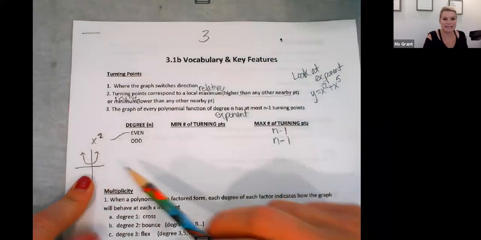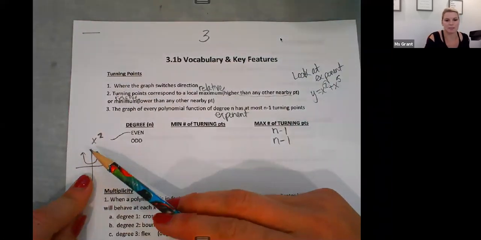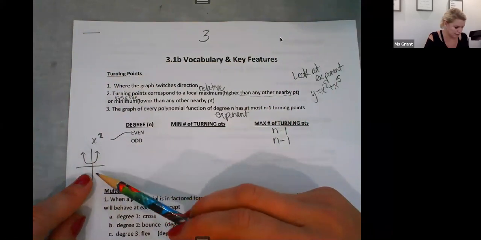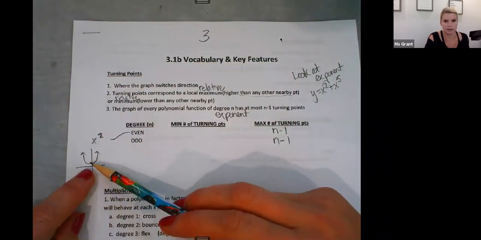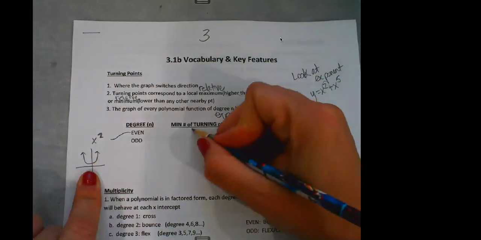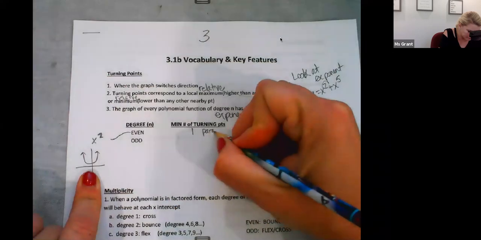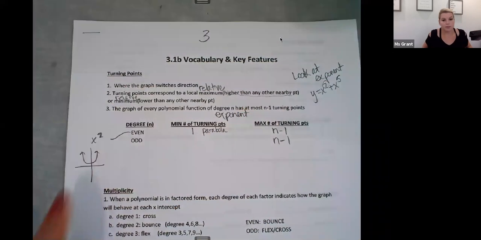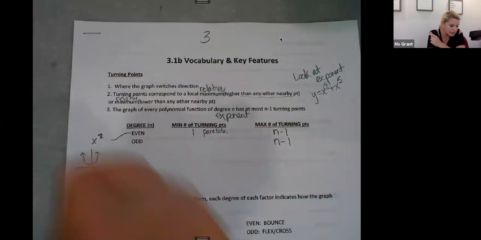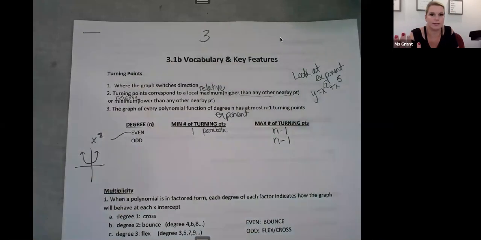How many turning points does this, the minimum, the least I can think of is a parabola. How many turning points does this have right here? 1. So on an even degree, it's 1, and that would be if it were a parabola. If it's to the 4th power, we don't know. If it's to the 6th power, we don't know. So that's for an even degree. That's the smallest I can think of, the second.